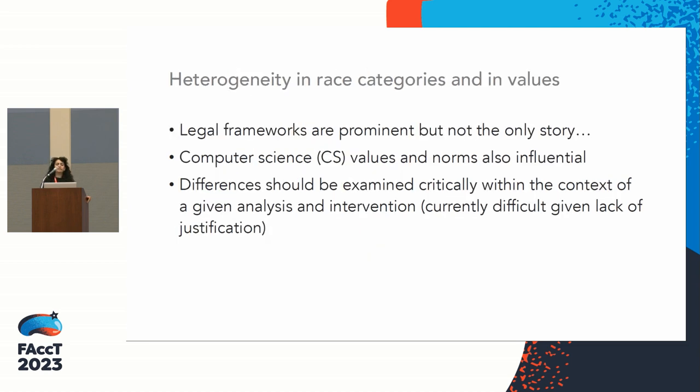So our big finding here is really that there's a lot of heterogeneity in race categories and values. Legal frameworks are prominent, which we would have expected given the critical literature, but they're far from the only story. For example, we also see that computer science values and norms are really influential in shaping algorithmic fairness practices around racial classification. And these differences are not necessarily bad. In fact, it could be good to have heterogeneity given the situated and contextual nature of race, but it's really hard to examine these critically given the current lack of justification.